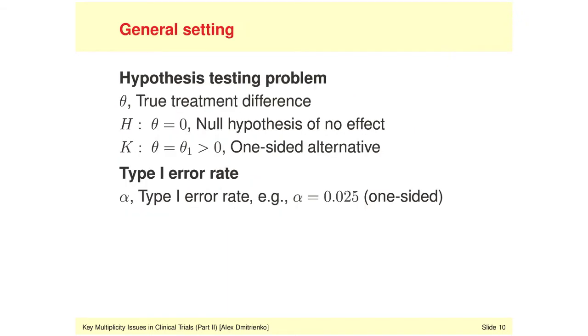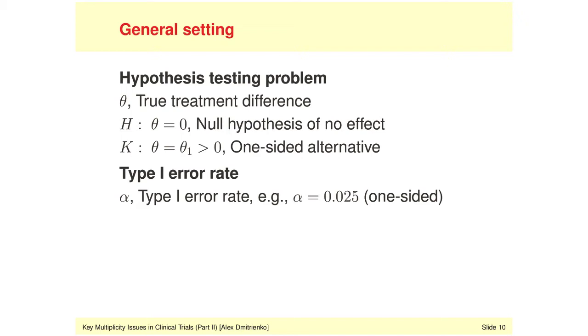To introduce general statistical methods employed in classical group sequential trials with a single clinical objective, we will need to introduce some notation. We will assume that theta denotes the true treatment difference. For example, if the primary endpoint is continuous, then theta would correspond to the mean treatment difference between the experimental treatment and control. Under the null hypothesis of no effect, theta is equal to 0, and we're going to assume a one-sided alternative denoted by K. Under this alternative, theta is equal to theta 1, which is a positive treatment difference.